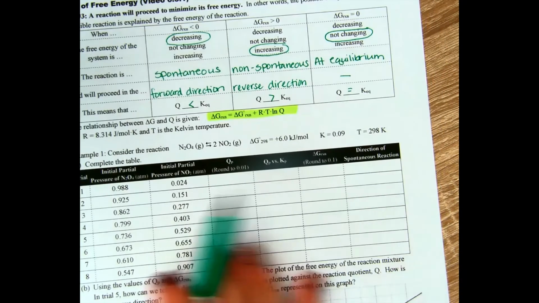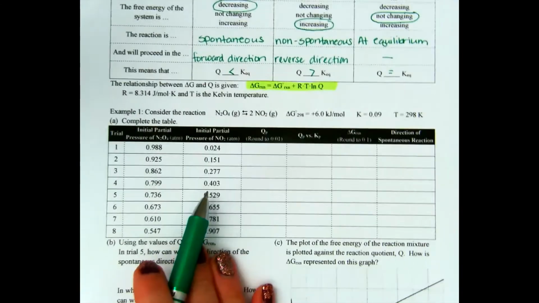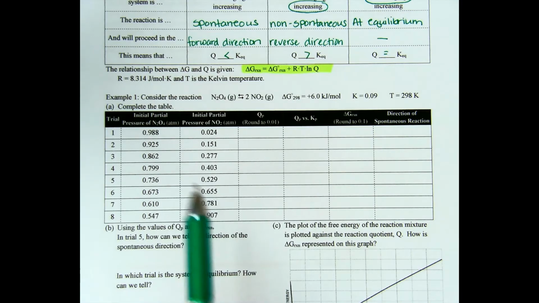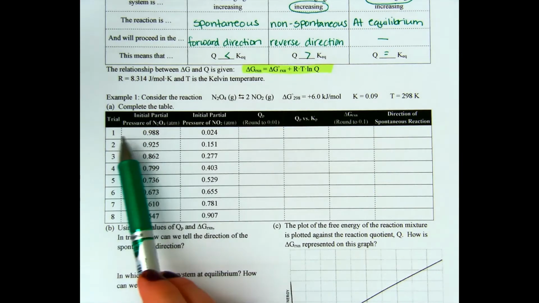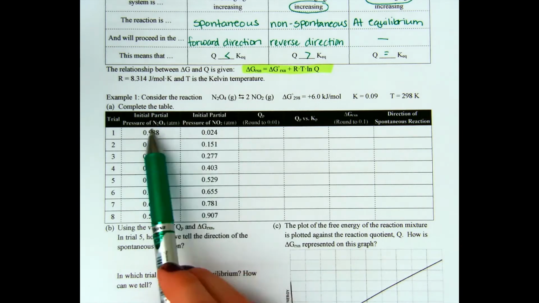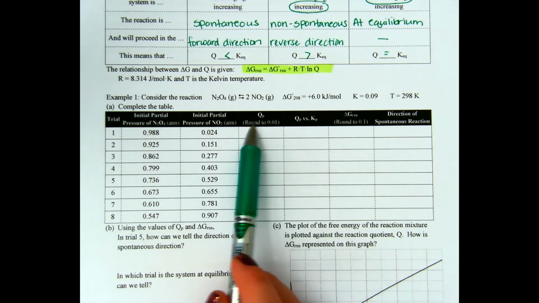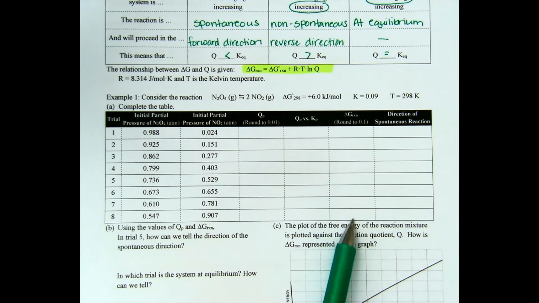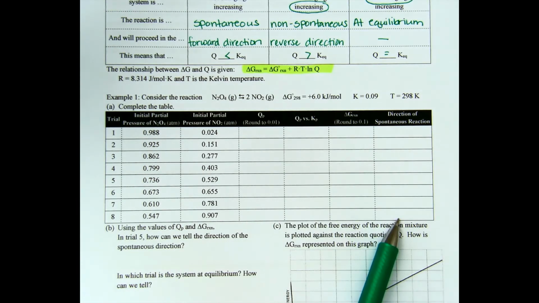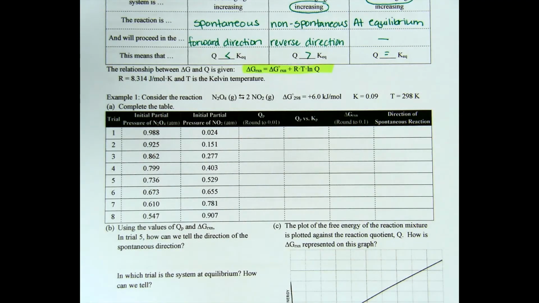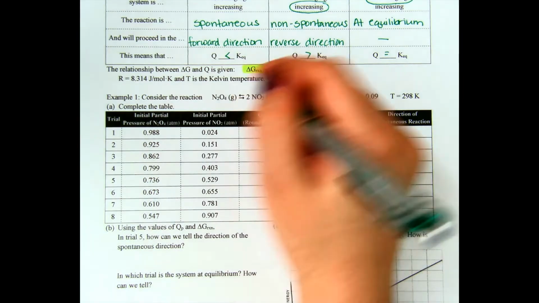Now, we're going to use all of this information to fill out this reaction table in example 1. So we have 8 different trials here with the different initial pressures of both reactants and products. And then we're going to figure out our Q of each one, QP versus KP, delta G reaction, and the direction of the spontaneous reaction. I'm going to do the first one with you, and then after that I would like you to pause the video and see if you can figure out the rest.